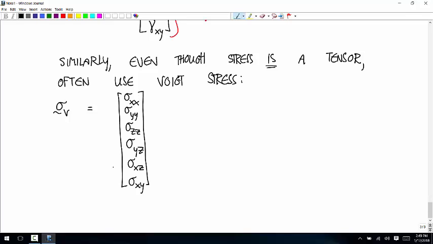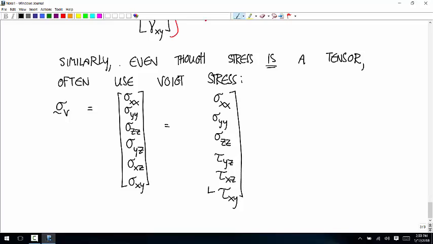A lot of times these shear stresses you'll see written as taus instead of sigmas. So you'll have sigma xx, yy, zz, and then tau yz, tau xz, tau xy. There's no difference in meaning there.